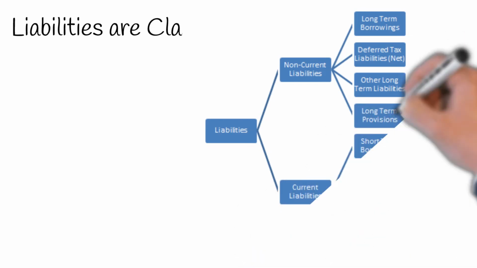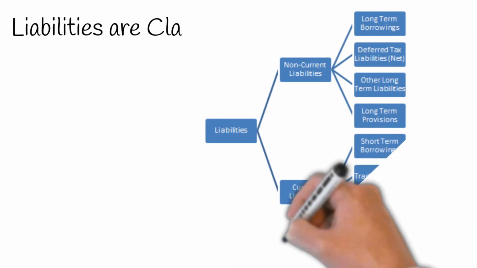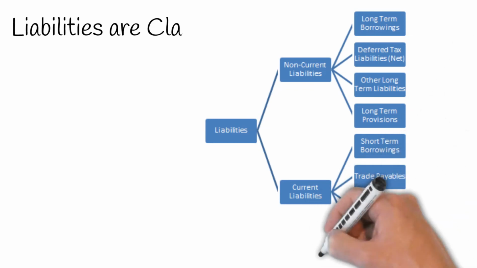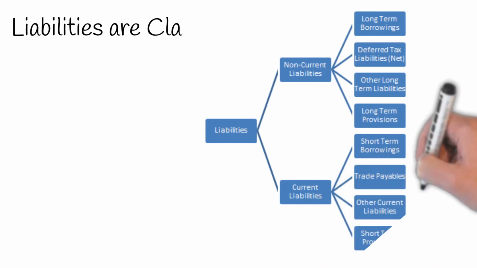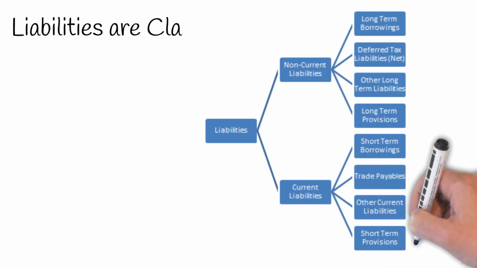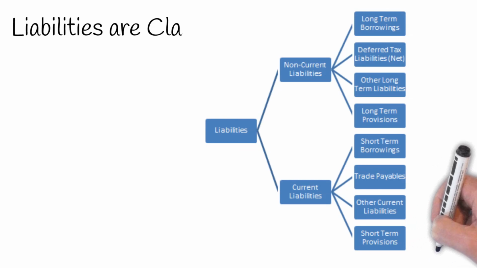Current liabilities are those liabilities which will be settled within 1 year time. Current liabilities are further classified into short-term borrowings, trade payables, other current liabilities, short-term provisions.